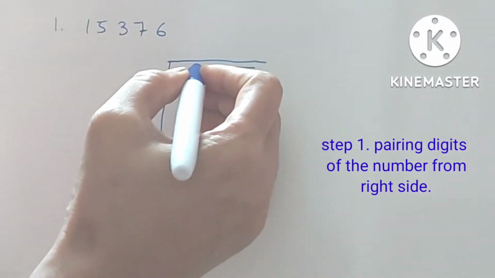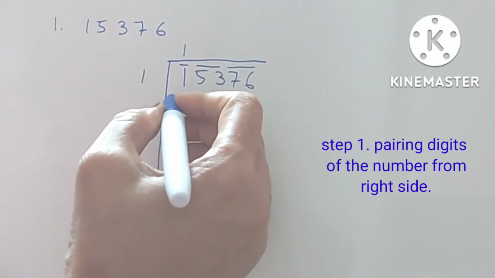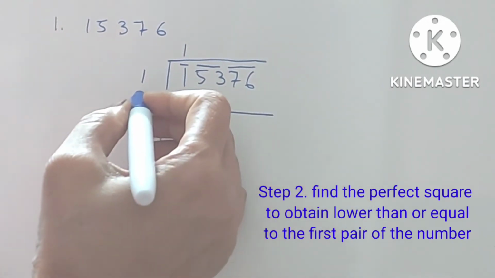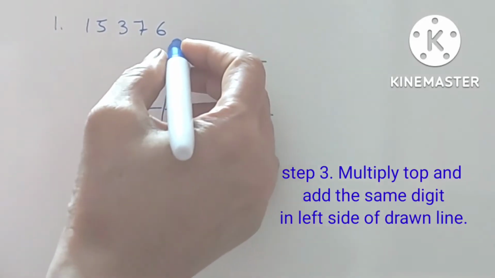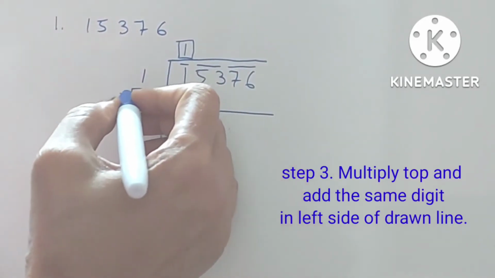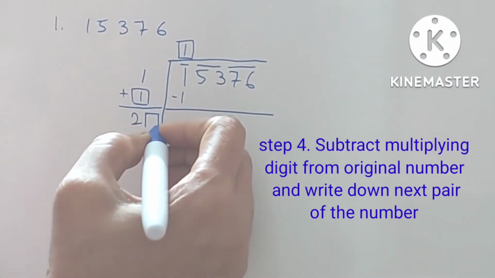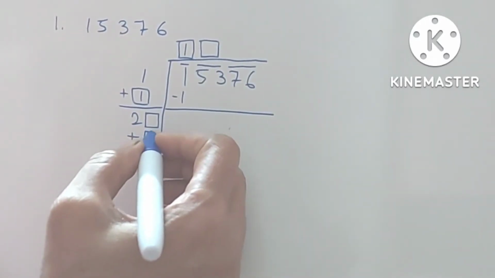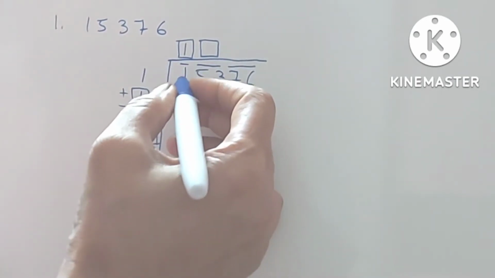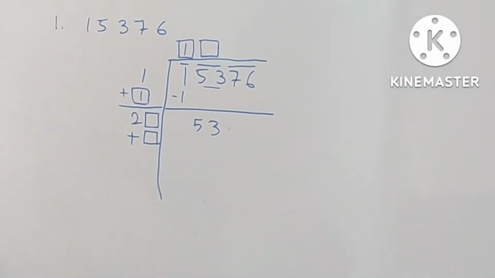Step first, pairing digits from right side. Step second is finding the perfect square of the number, and then we add the number and multiply same number, and so add, and here we subtract the number and write down the next pair.